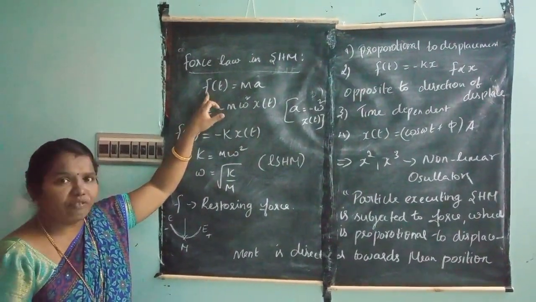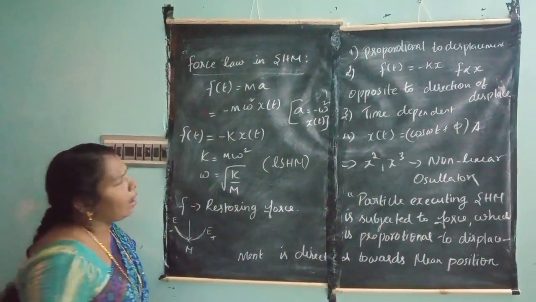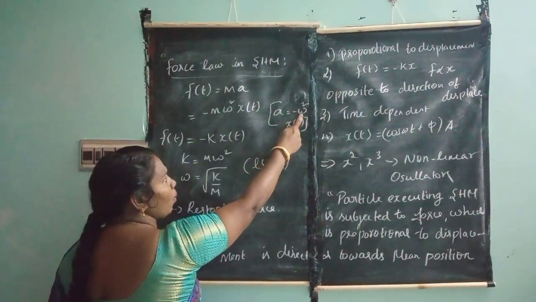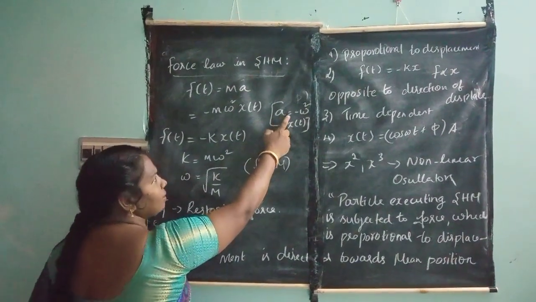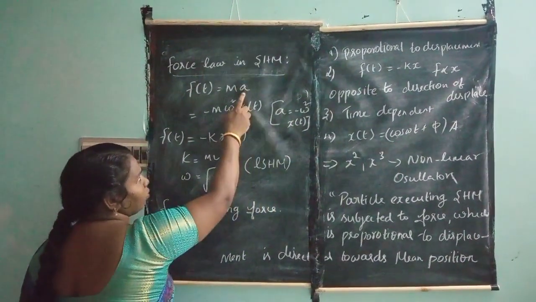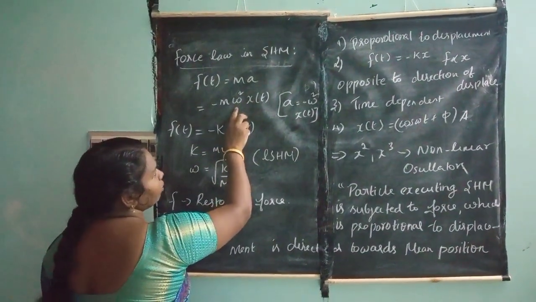See, F of t is equal to ma. So what is the acceleration? I have discussed in the last slide. a is equal to minus omega square x of t. Here a means acceleration, which is equal to minus omega square into x of t. So I am substituting that acceleration term, minus omega square x of t.